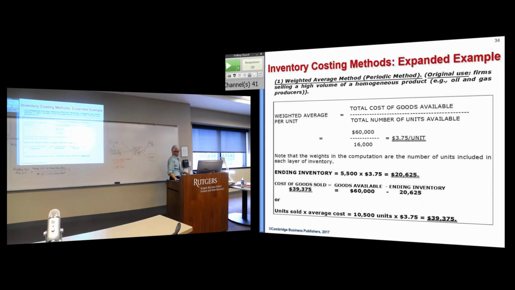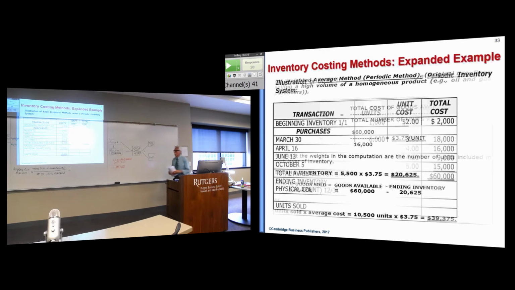So in the first case, I want to do average cost. And the average cost is a weighted average periodic method. Again, the original use, firms selling a very high volume of a homogeneous product like oil and gas. The average is the total cost of goods available for sale divided by the total number of units. In this example, the total cost of goods available was 60, and the number of units is 16. Going back, cost of goods available is 60, and number of units is 16.